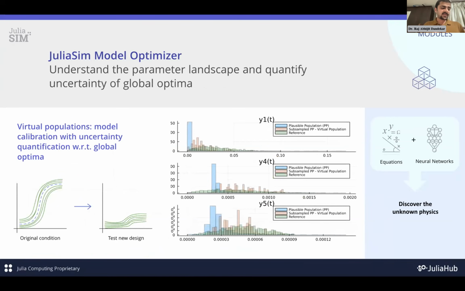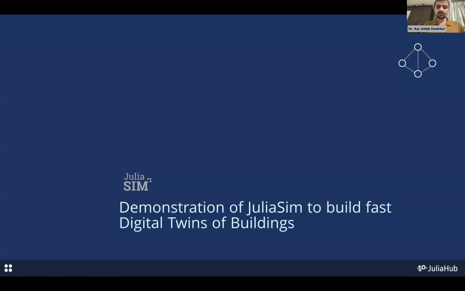Let's say you want to quantify the variability in effects observed in clinical trial of patients. JuliaSim enables you to do that. It enables you to do so via generating virtual populations. That is a generation of plausible populations which are sufficiently good fits to all the data sets.